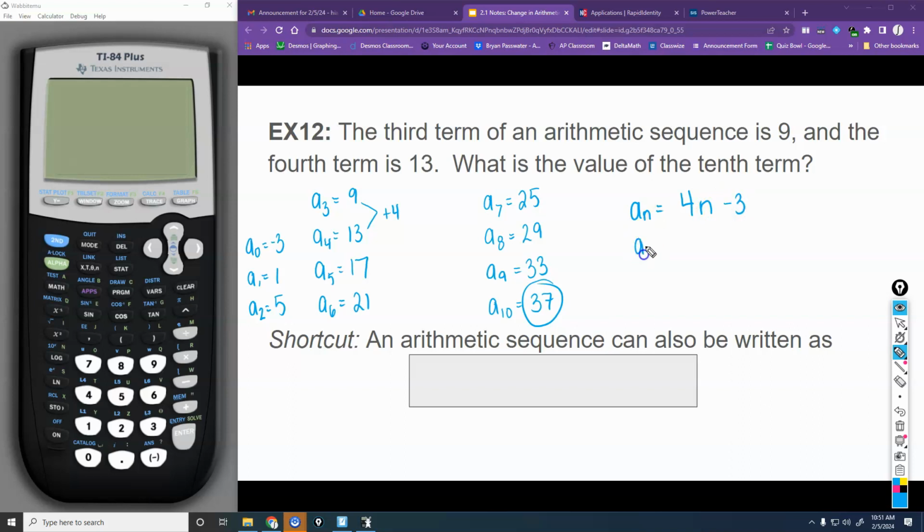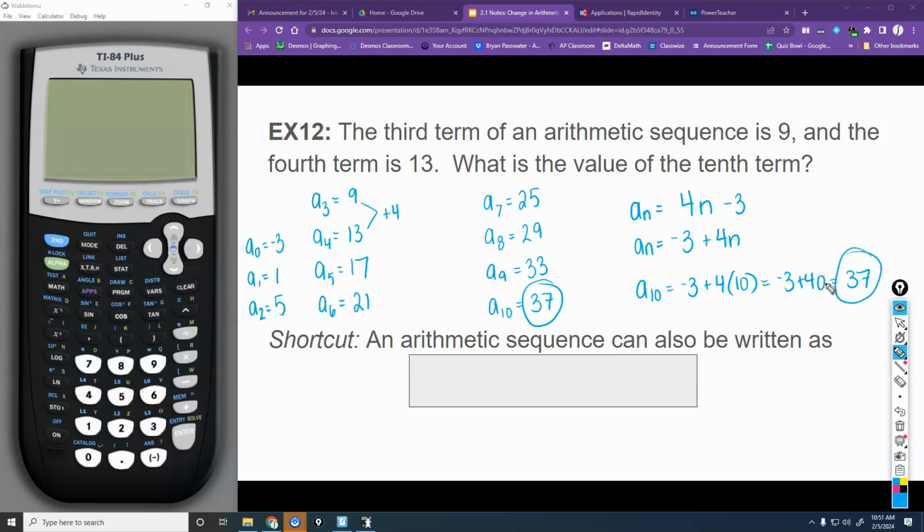Or a lot of times, for whatever reason, they like to write these with the n at the end, like -3 plus 4n. I think because you're starting at -3 and you're adding 4 each time. That's the reason they write it that way, but either one is okay. So if I have this formula, then I can just do a sub 10 equals -3 plus 4 times 10. And then that will be -3 plus 40, which is 37.